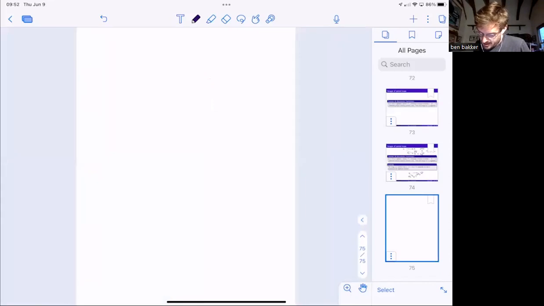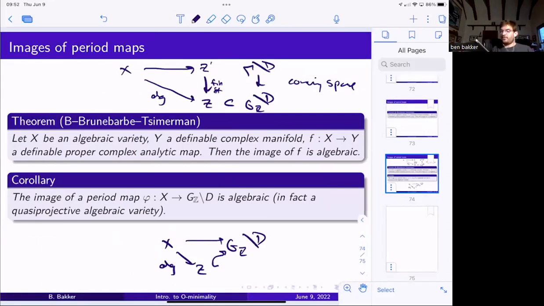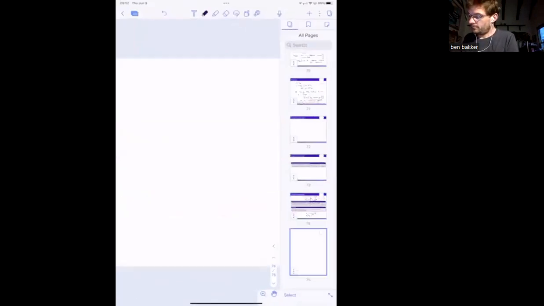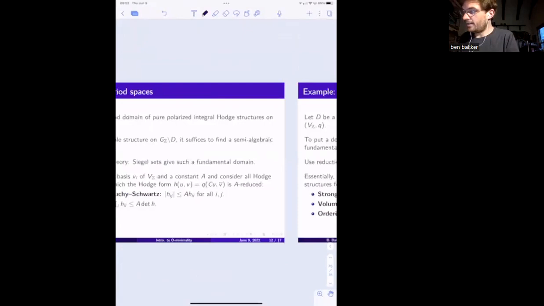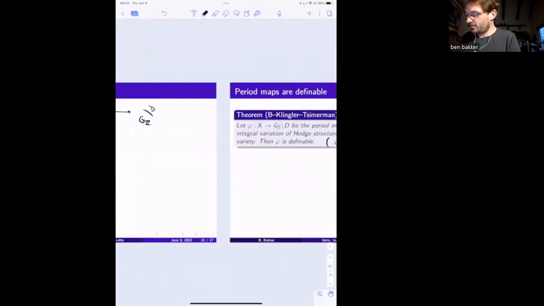Okay, that finishes what I wanted to say about definability of period maps. Any questions about that? Okay, now I need to go off book because I have run out of slides. Let me see what the best way to do this is.